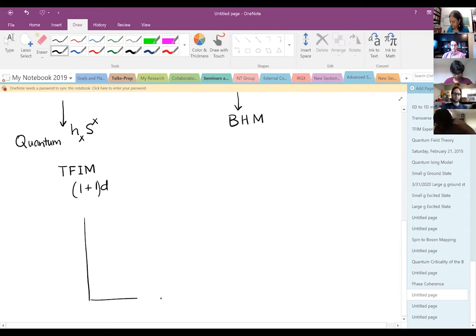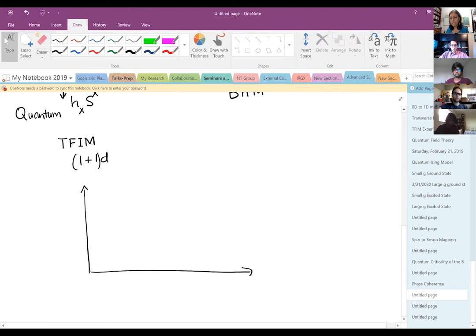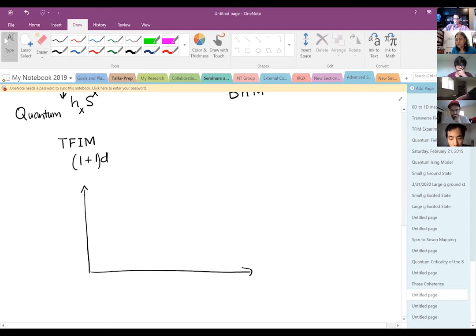Have you guys heard the lecture on the criticality of the Bose-Hubbard model? How many of you have heard that or not heard that? Can I have a show of hands here? How many of you did not hear the lecture so far on the criticality of the Bose-Hubbard model? Can I see any hands that didn't hear? Okay. No, everybody heard it.